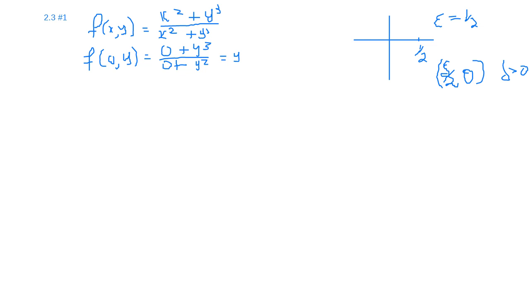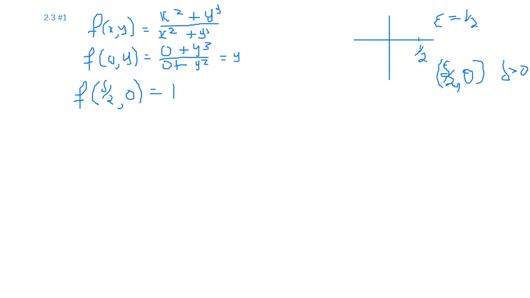We want a contradiction here. So we're going to say what happens to these points when delta over 2, if you look at a point to 0. So what happens to those points? Let's have a look. The function value at a point like that is going to be equal to, can you all see that? The y's are 0, so y cubed is 0, y squared is 0. Squared over x squared just gives you a 1. Okay.